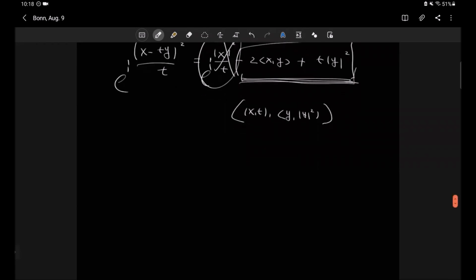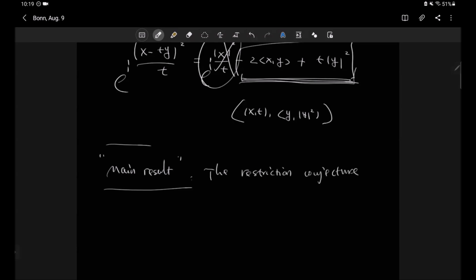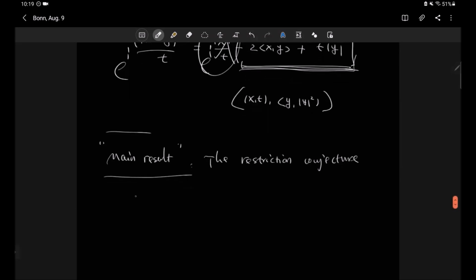And our main result, not stated precisely, is that the restriction conjecture for the sphere almost implies the Bochner-Riesz conjecture.